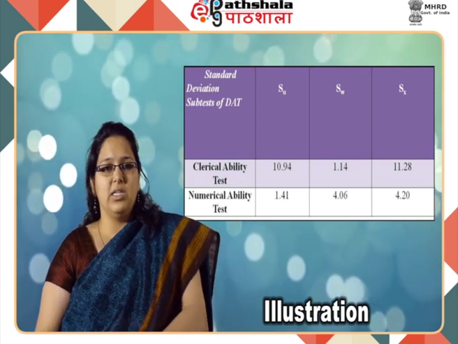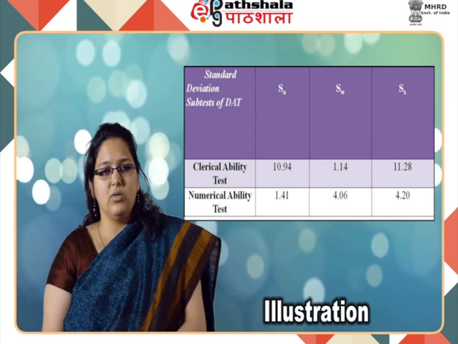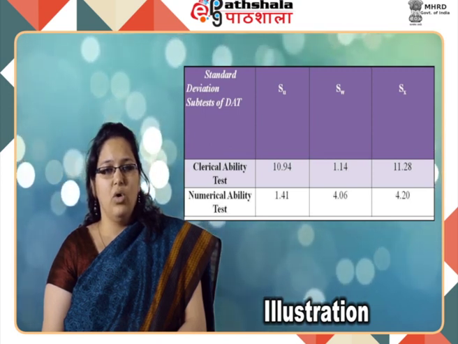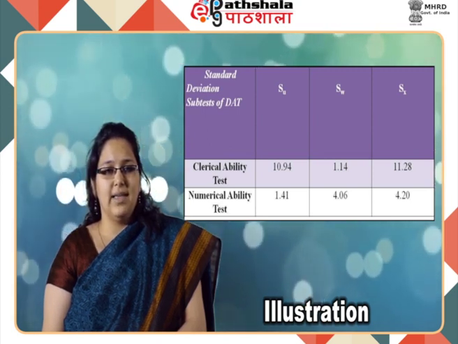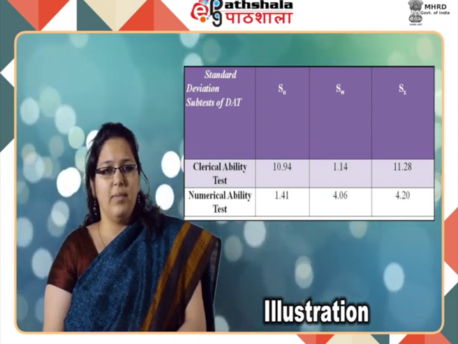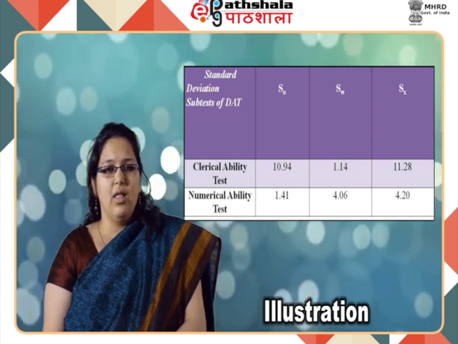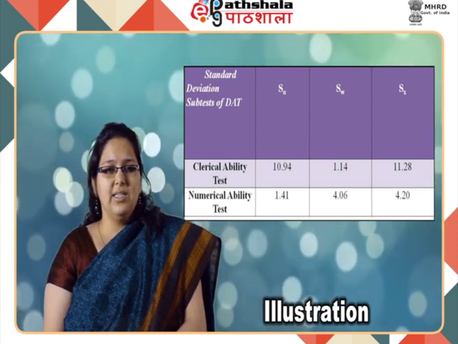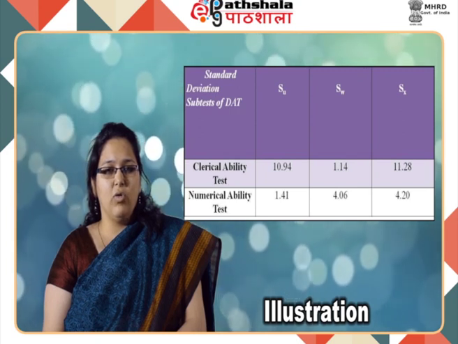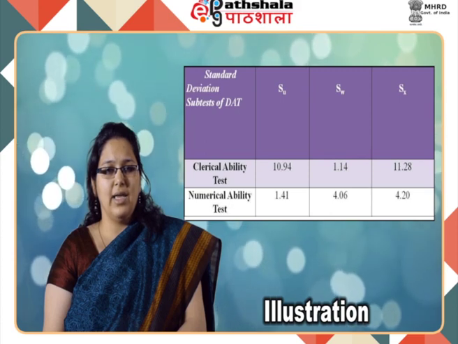For the numerical ability test, SW by SX is equal to 4.06 by 4.20, which is equal to 0.97, and SU by SX is equal to 1.41 by 4.20, which is equal to 0.34. Therefore, since 0.97 is greater than 0.34, SW by SX is more than SU by SX. Thus, the numerical ability test is a power test.